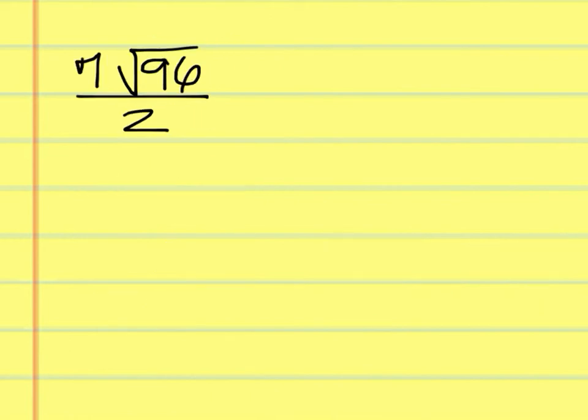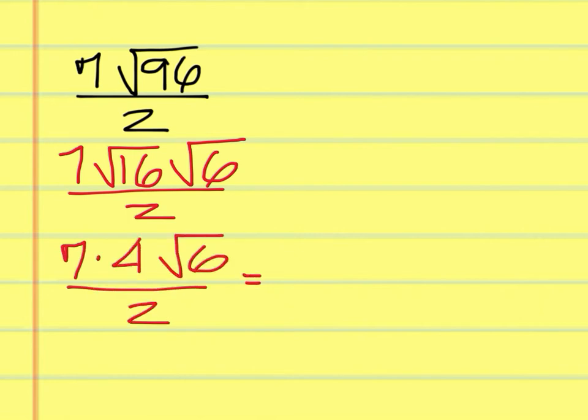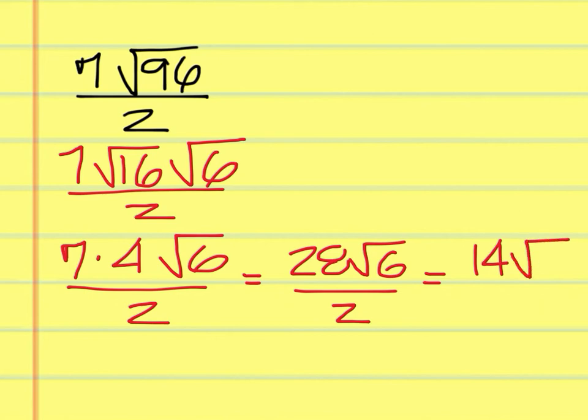The highest perfect square that comes out of 96 is 16. 16 times 6 is 96. The square root of 16 is 4. 7 times 4 is 28. And you can reduce the 28 over 2 to get 14 square root of 6 altogether.